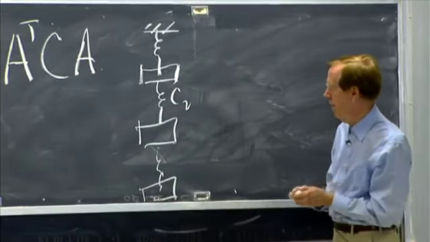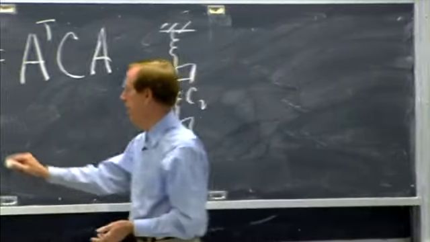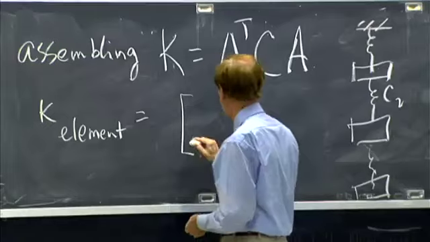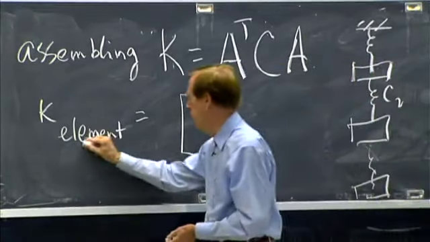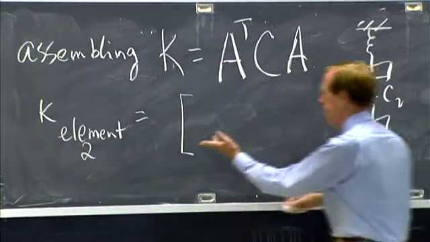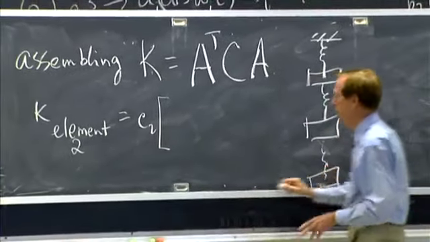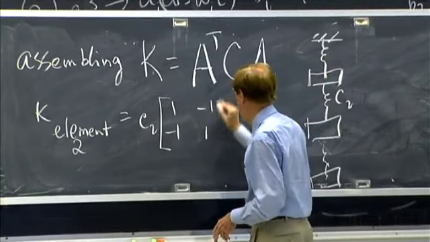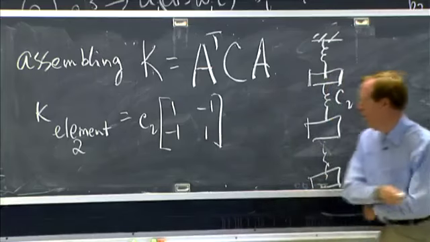So a typical piece there, well, let me just write down what this matrix is going to be. The little element matrix is coming from spring 2, so this would be like element 2. It'll have a C2 outside. Yeah, I'll put the C2 outside. And then inside will be this guy. Okay, and we can talk more about why it's that one.